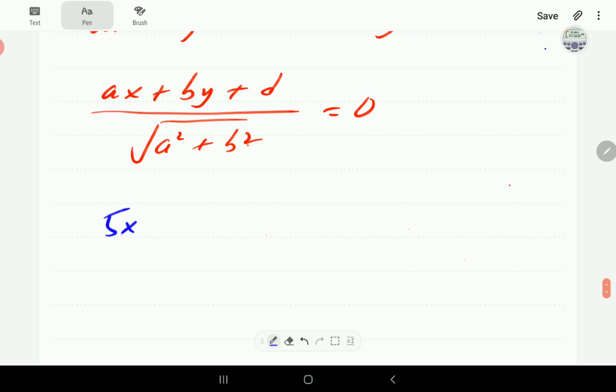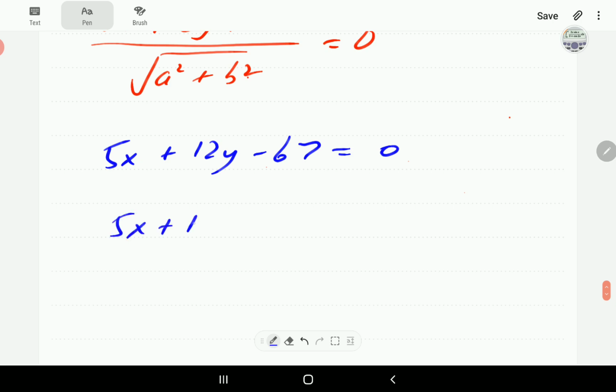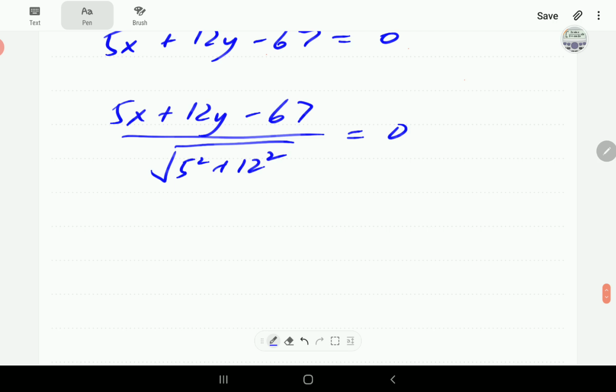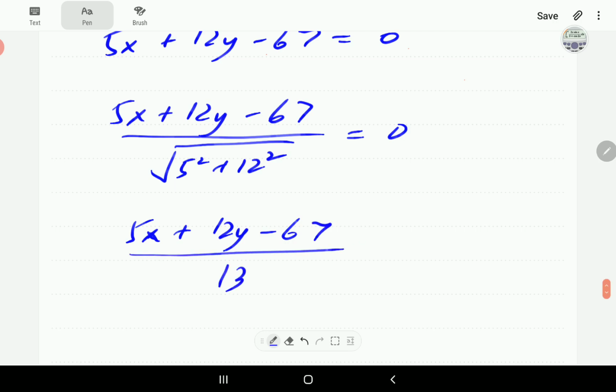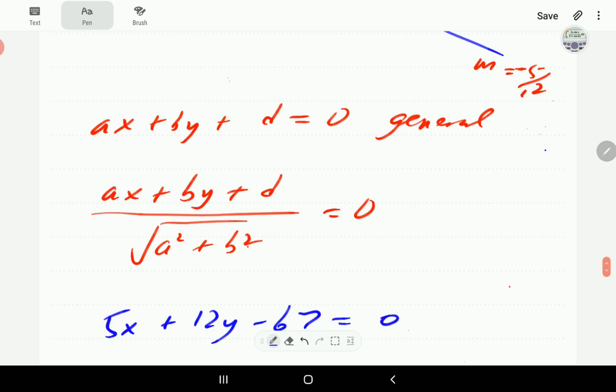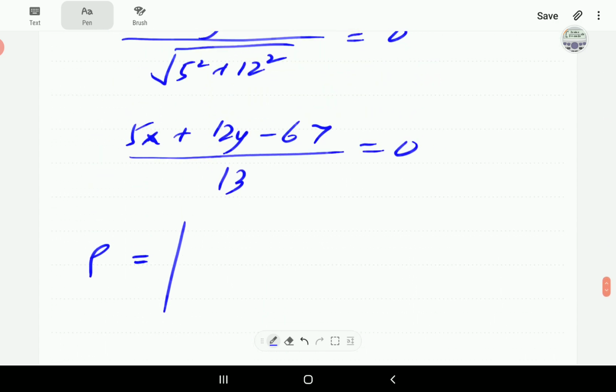So in our case, the general form of this equation is 5x + 12y - 67 = 0. So that's the general form. So the normal form is going to be (5x + 12y - 67) divided by the square root of 5 squared plus 12 squared, equal to 0. 5 squared plus 12 squared is 169. So the normal form is going to be this thing divided by the square root of 169, which is just 13. So the shortest distance from the straight line to (-4, 6) we find by simply plugging (-4, 6) here.